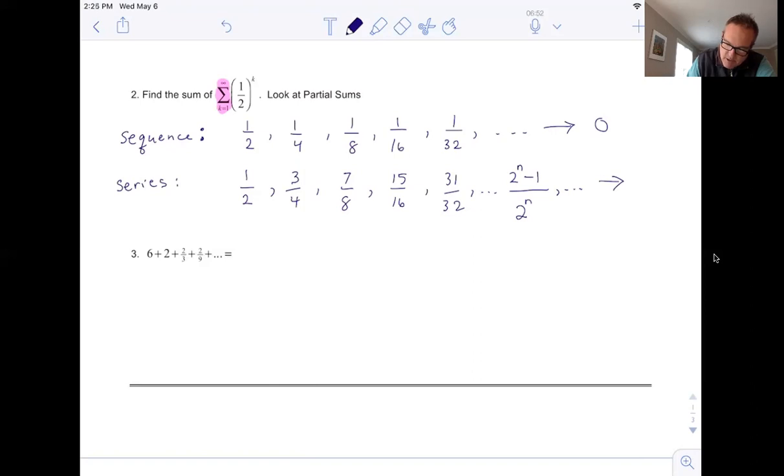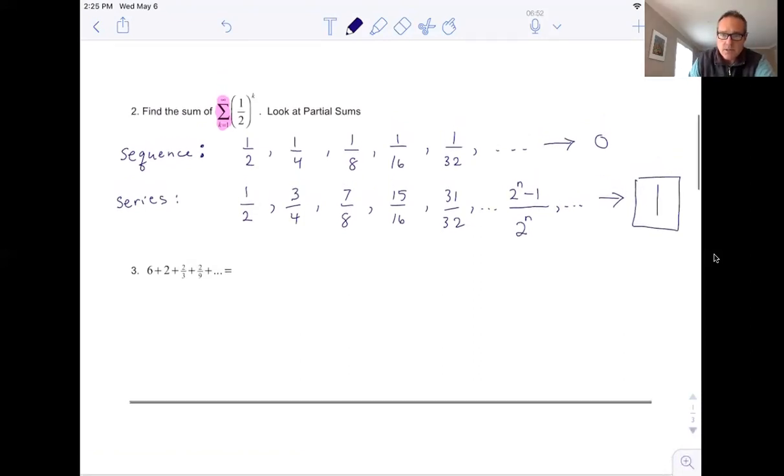So this series, what does it add up to? It gets really, really close to 1. And so the series converges to 1. That's the term we use when a series has an actual sum. And in order for a series to converge to anything, the sequence has to converge to 0. Why? Because you have to keep adding really teeny tiny stuff. If the sequence doesn't converge to 0, you can't have a series converge. I hope that makes sense.